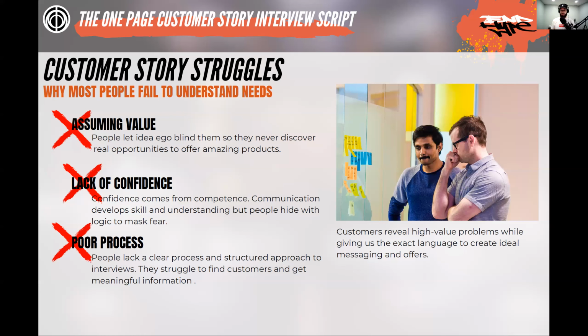And then poor progress. People lack a clear process and structured approach to getting interviews. They struggle to find customers and get meaningful information. So people just go around and ask 10 people in the mall, or they go to a store and ask 100 people, or, God forbid, they use SurveyMonkey, or they send out ads and have people fill out polls, or they buy research from, whatever, Gartner, and then they think, okay, this is plain data research, which again is a scale tool, not a growth tool, not a validation tool.